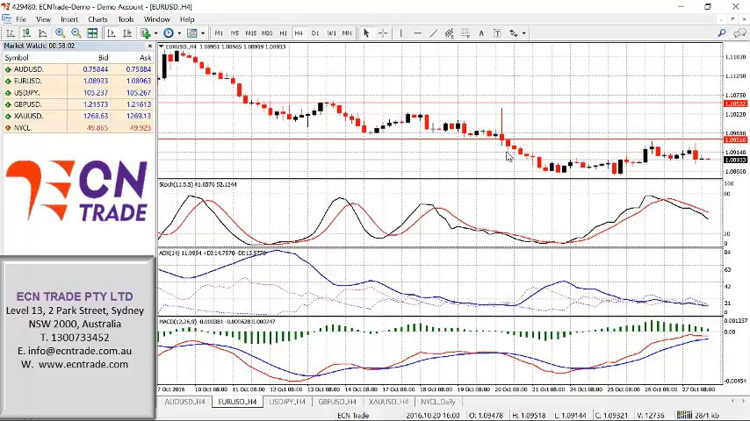But a break of 109.70.75 would give further scope towards 110.40.60, but at this stage looks very unlikely. On the 4 hour, as you can see, the shorter term intraday is still negative. So I'm still looking towards my initial targets, with minor support seen at 108.75.